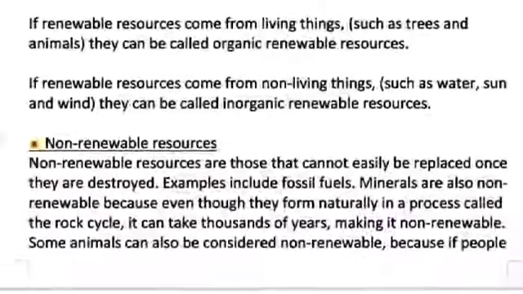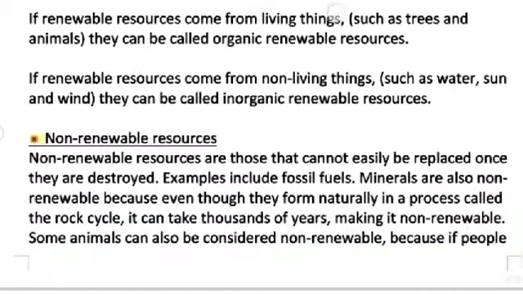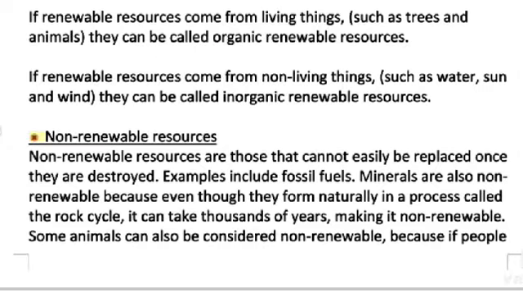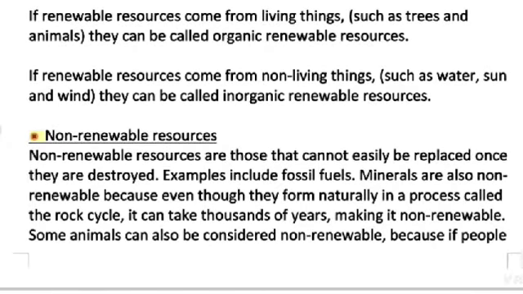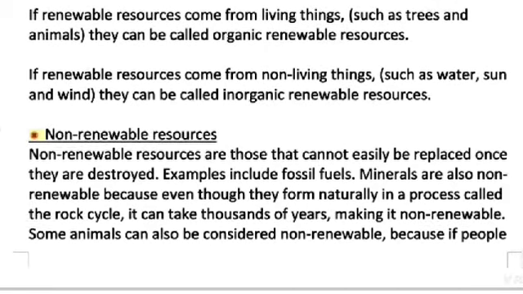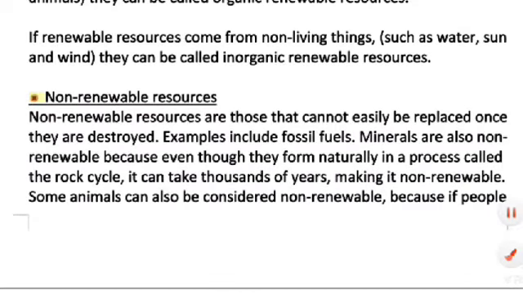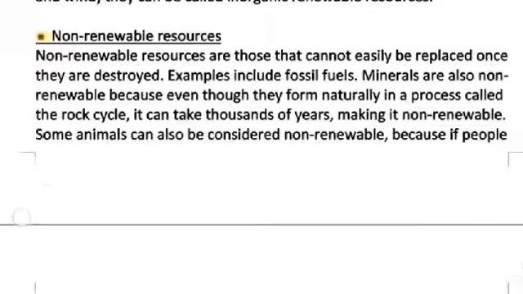If renewable resources come from living things such as trees and animals, they can be called organic renewable resources. If renewable resources come from non-living things such as water, sun and wind, they can be called inorganic renewable resources.